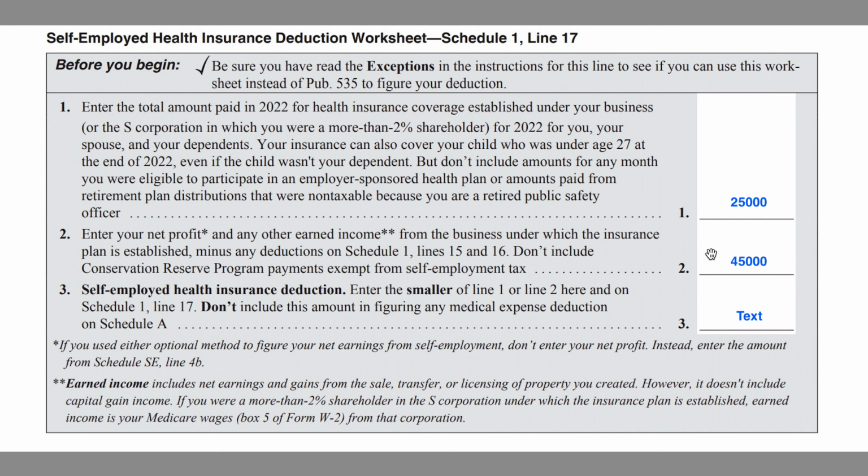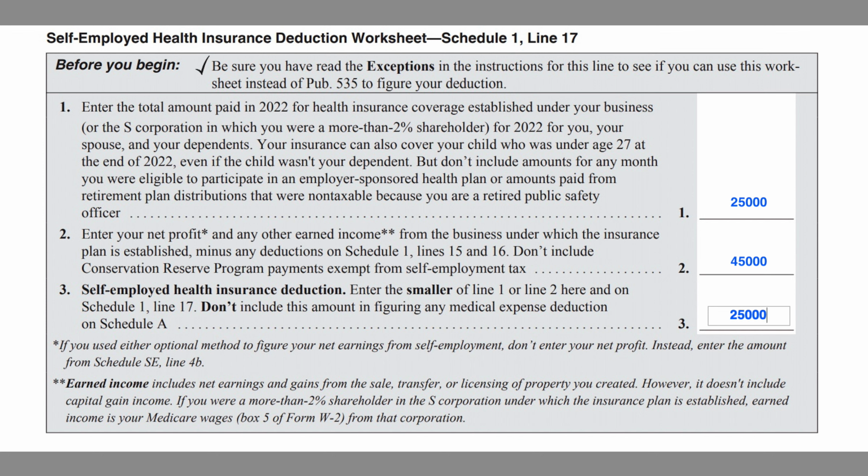And then line 16 is deductible contributions to self-employed, SEP, SIMPLE, or other qualified retirement plans. So you need to make sure that you back out those deductions. You can't use them twice. So in John Doe's situation, we say that his net profit is $45,000. So now in line 3, we're simply going to determine which one is the smaller.